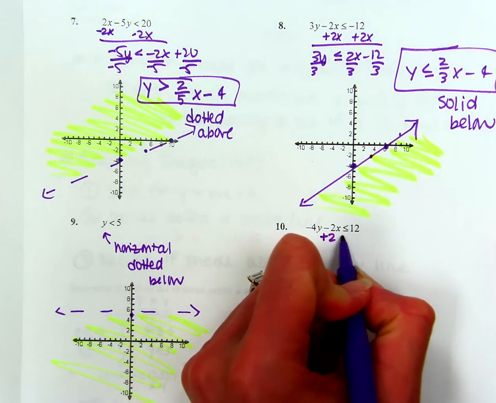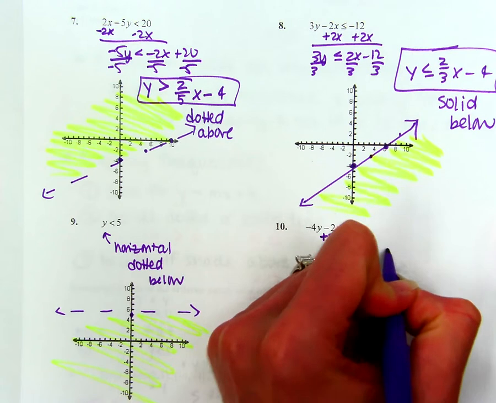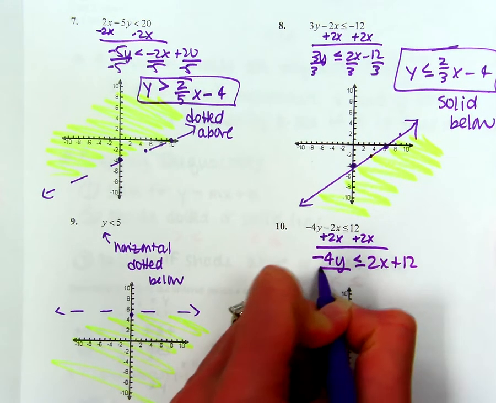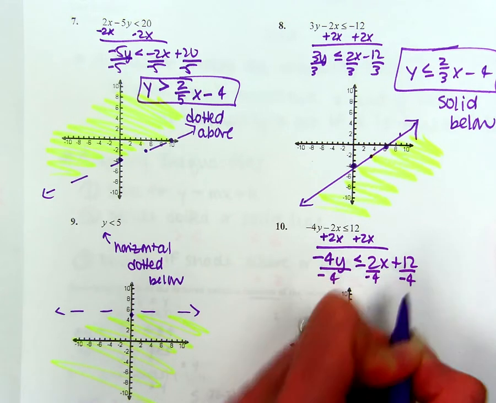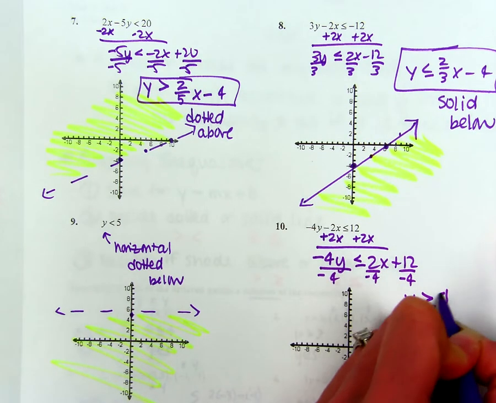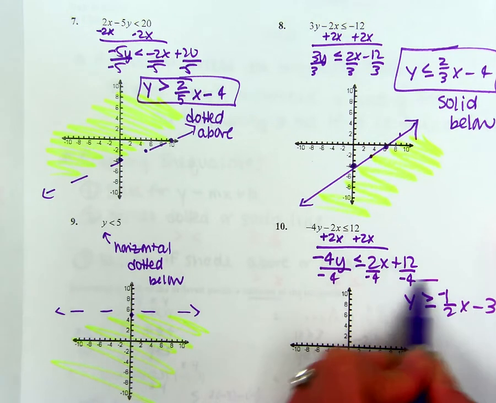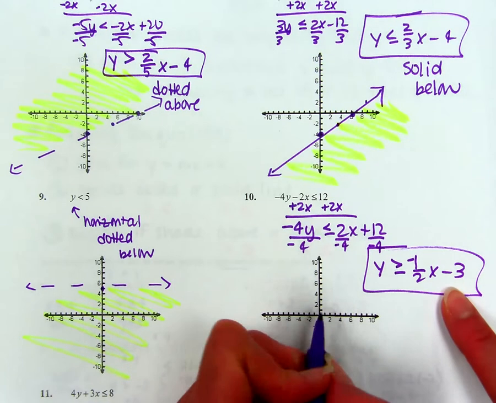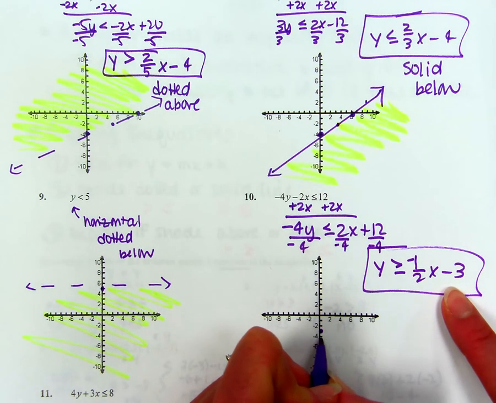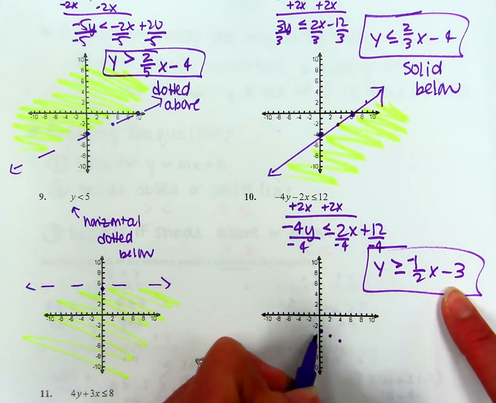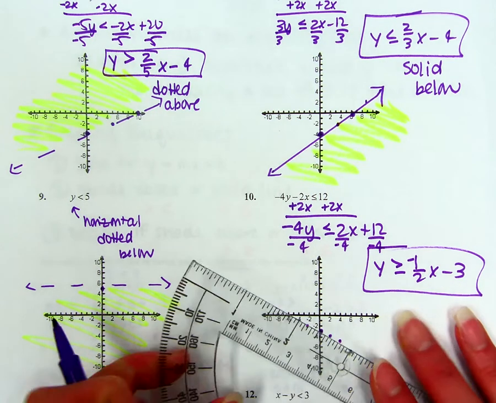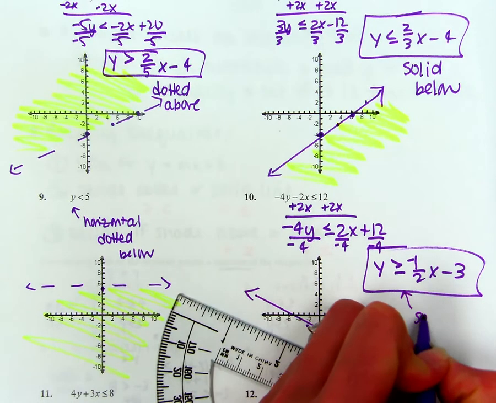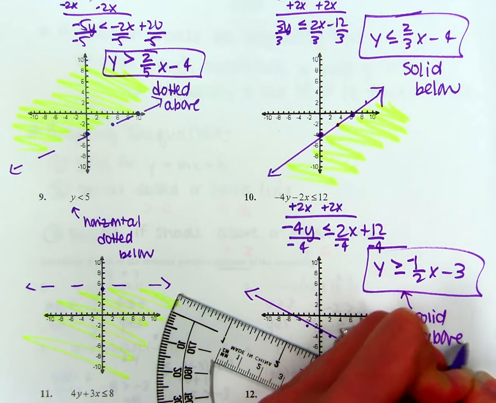A couple more. Sometimes we have to solve for x. So add 2x to both sides. You get -4y is less than or equal to 2x plus 12. Divide everything by -4, and I get y is greater than or equal to -1/2 x minus 3. So notice I flipped my sign because I divided by a negative. Okay, so now I'm going to start at -3, go down 1/2, down 1/2. If I want to go up 1 and 2 to the left, that's fine too. This one is a solid line because it's got the or equal to, and I need to shade above.